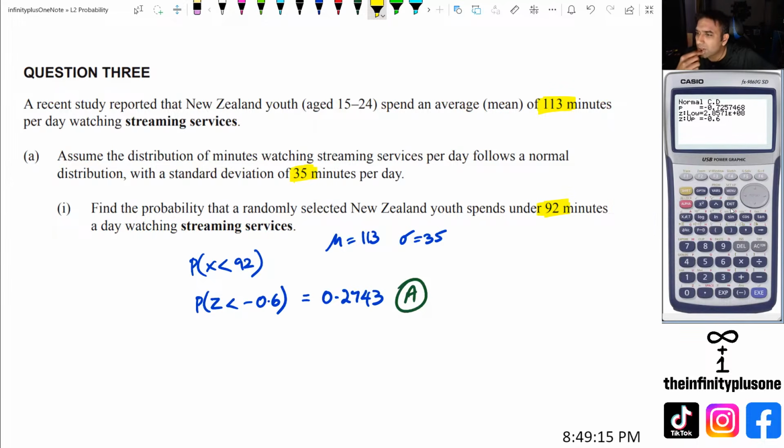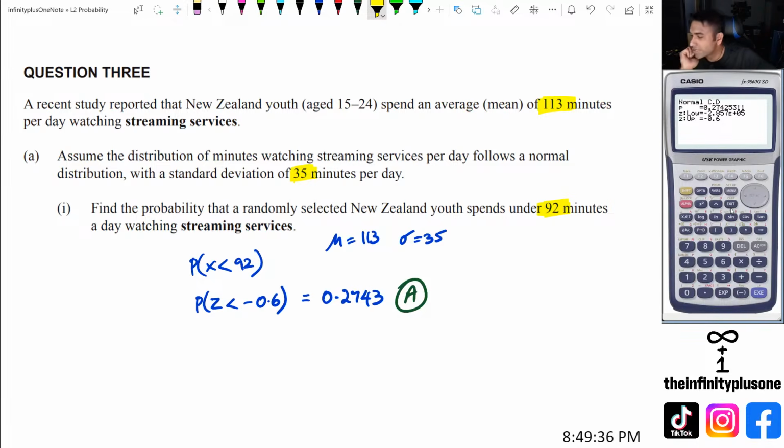Now, hang on a minute. Why am I getting this wrong? And why is my probability negative 0.72? Oh, I know why. That should have been a negative. There you go. That's better. 0.2742.